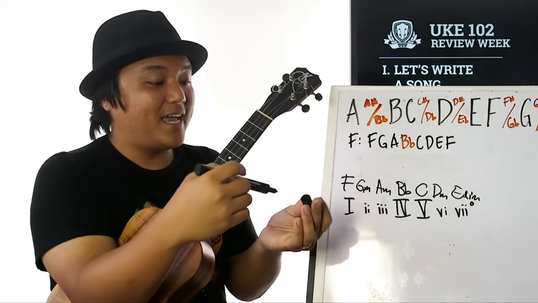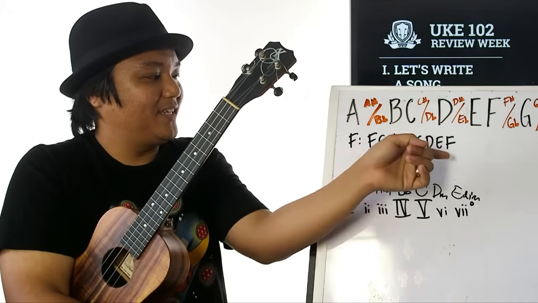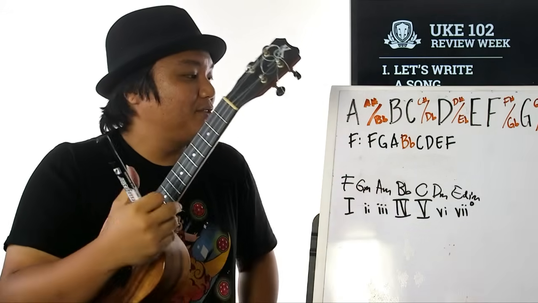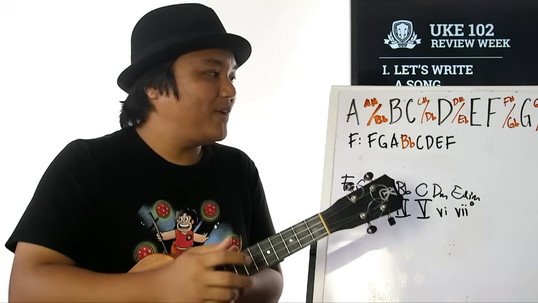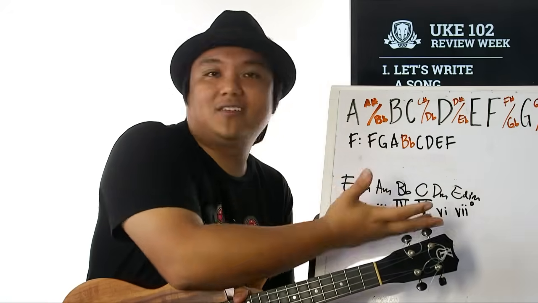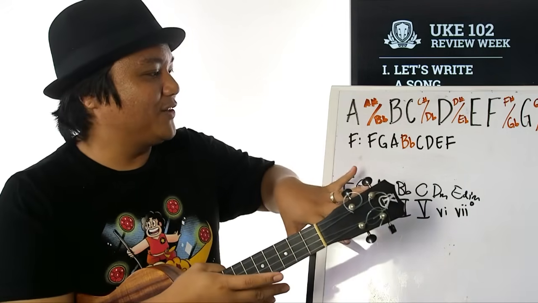Okay, so now that we know what notes are available to us, this right here, and what chords are available to us, it is time to write our song. So what we have here is all the ingredients to make our awesome little sandwich. This is our F sandwich. This is all the ingredients.